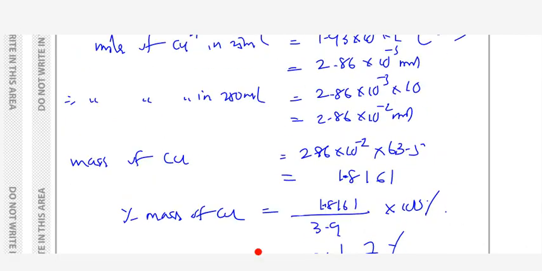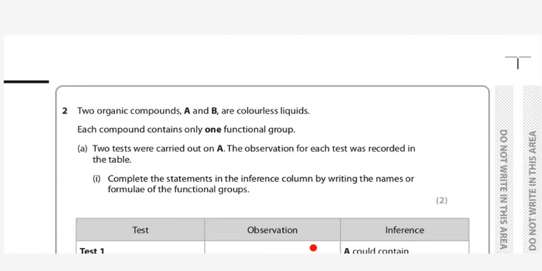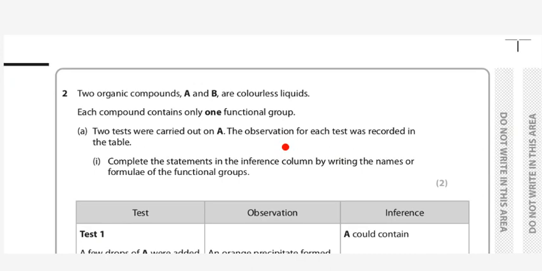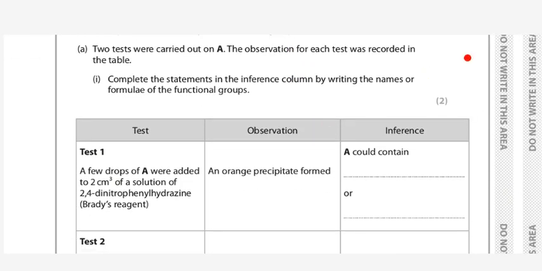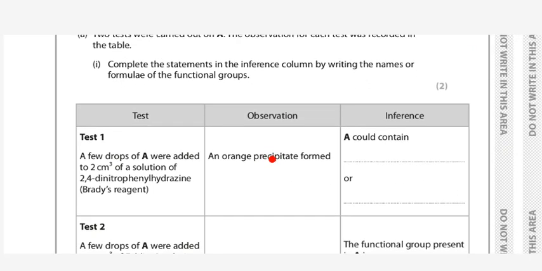Right, that's question number 1. Two organic compounds A and B are colorless liquids. Each compound contains only one functional group. An important note is that once you identify that specific functional group, you're done with the test. Two tests were carried out on A. The observations for each test were recorded in the table. Complete the statements in the inference column by writing the names or formula of the functional groups.